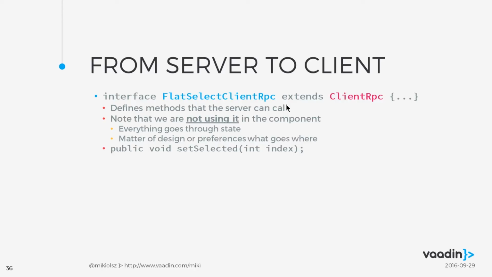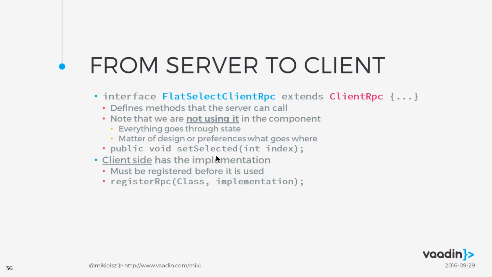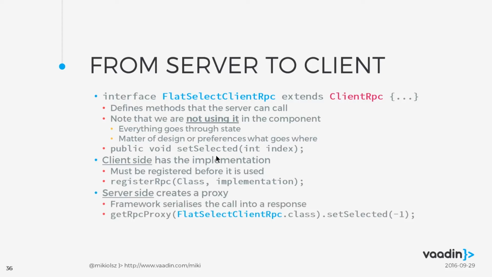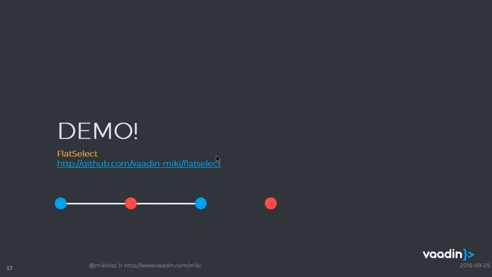But if we did, then we could, for example, have a method called setSelected, which basically highlights the selected button on the client side. And now it's the reverse. So the client side has the implementation and the server side creates a proxy. That's it. Now it's the demo time.